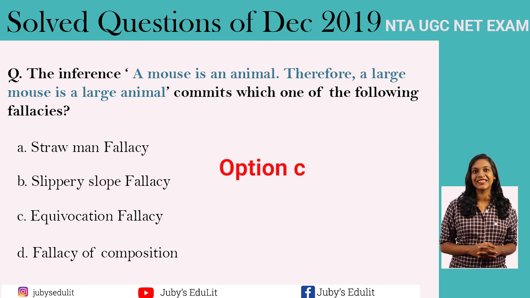So it is an example, and it commits a fallacy which is called equivocation fallacy. And I've already said in the earlier video that whenever you get an option right, even if you don't know any of the other options, it's better you learn those options as well, because in the coming exams there is a possibility that questions can be asked from such options as well. So let's see what is strawman fallacy.